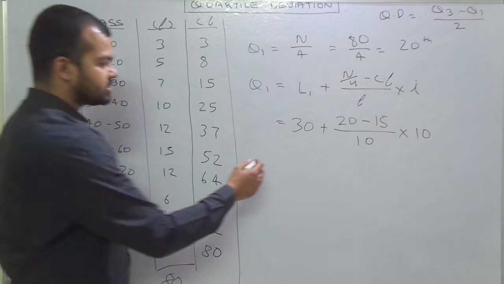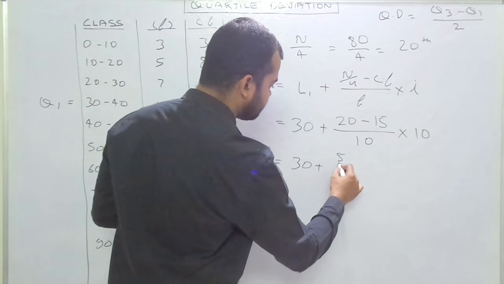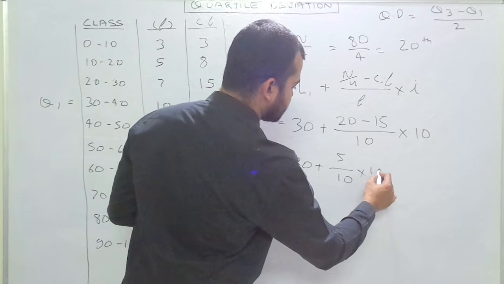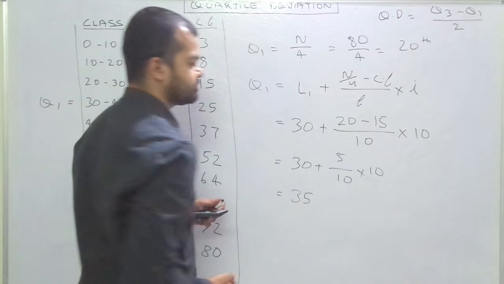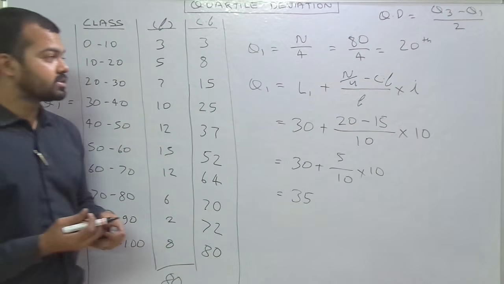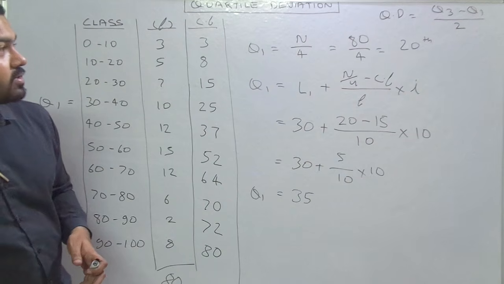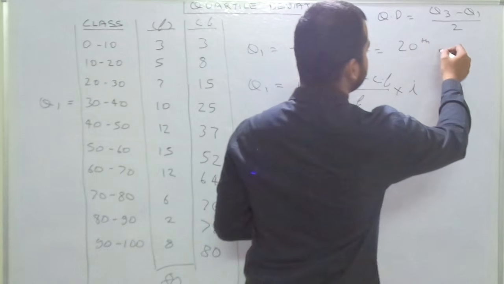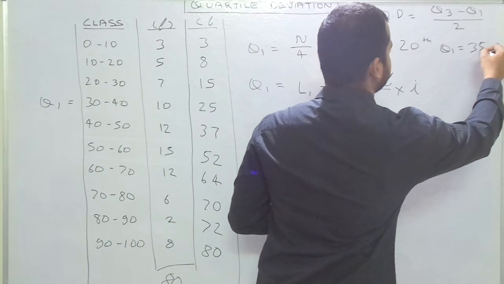Now we have to solve this equation. 30 plus 20 minus 15 is 5, divided by 10 into 10. So here the answer comes out as 35. 35 is the value of Q1. So here in the corner we can write the value of Q1: Q1 is equal to 35.